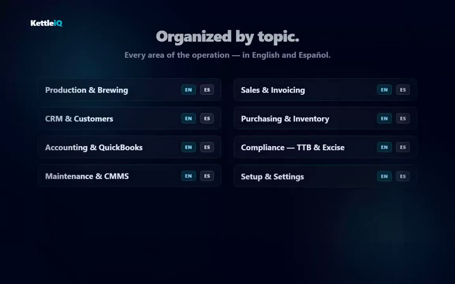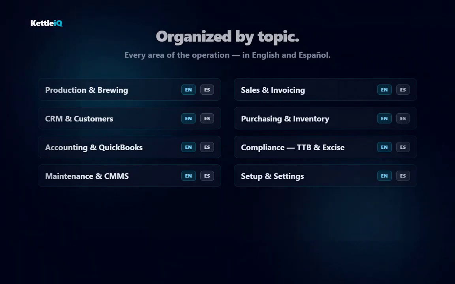Everything is organized by topic, so your area is easy to find. Production and brewing, sales and invoicing, CRM, purchasing, accounting, compliance, maintenance, and setup, each with its own playlist in both English and Español. Open the one that matches your job, and the clips are right there in order.